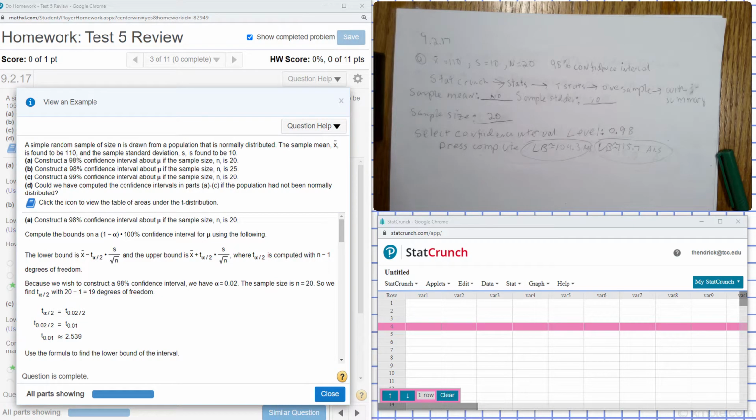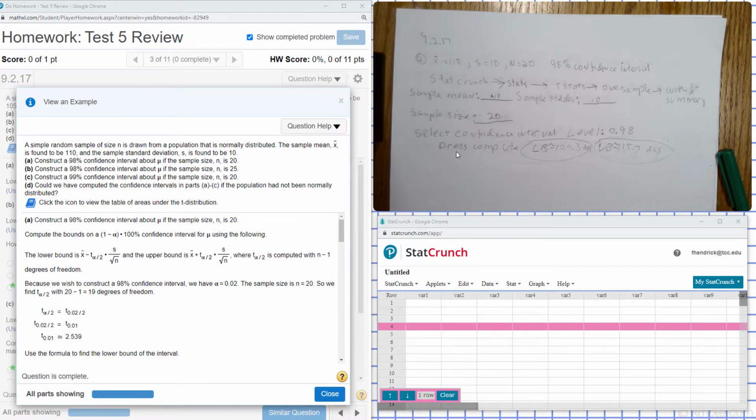Okay, they want us to construct confidence intervals. They give us the mean and standard deviation, and they want different interval levels, 98 and 99%. So in part A, construct a 98% confidence interval about the mean if the sample size n is 20.